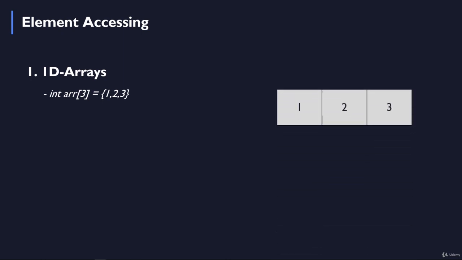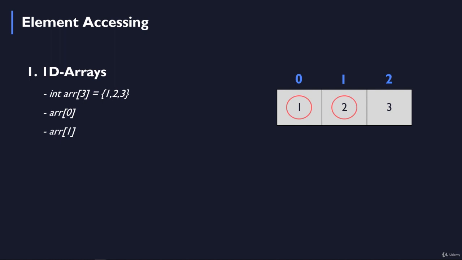In this case, you can access any of the 3 elements within this array by just using the indexing that we've learned. Simply, to access the first element of the array, we could just use arr at index 0. And to access the second element, we could use arr at index 1, and so on.